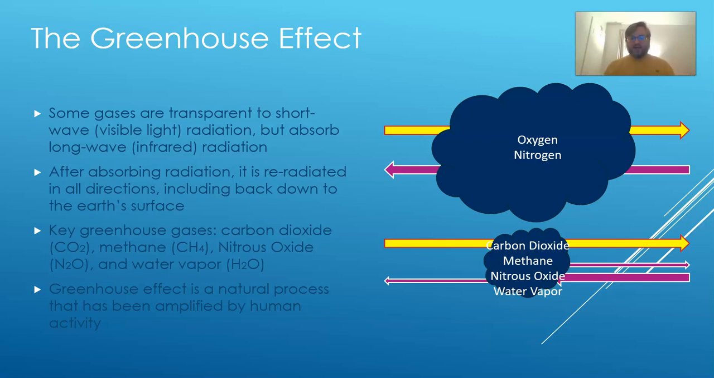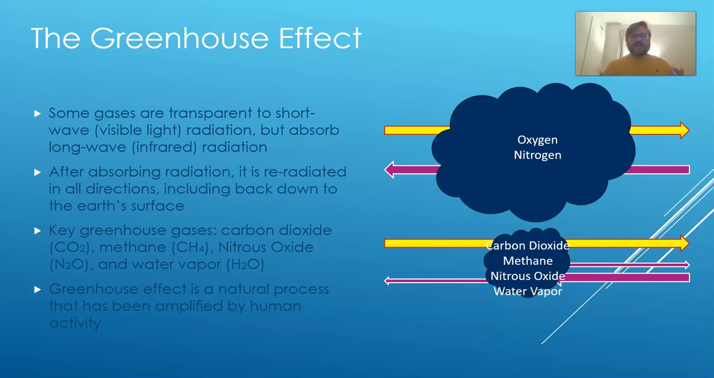So CO2, carbon dioxide, is a carbon atom with two oxygens, kind of on either side in a V shape. Methane, CH4, is a carbon with four hydrogens around it. Nitrous oxide has an oxygen with two nitrogens attached to it. Water vapor, H2O, is an oxygen with two hydrogens attached to it. So these are more complex molecules. They've got several different kinds of atoms. They're not perfectly symmetrical, and so that allows them to absorb that longer wavelength radiation and act as greenhouse gases.